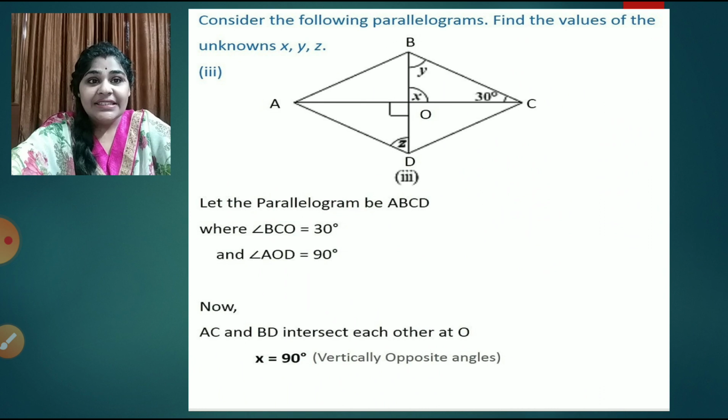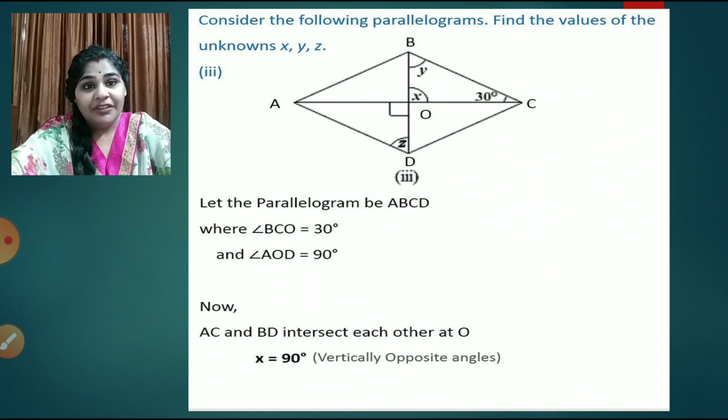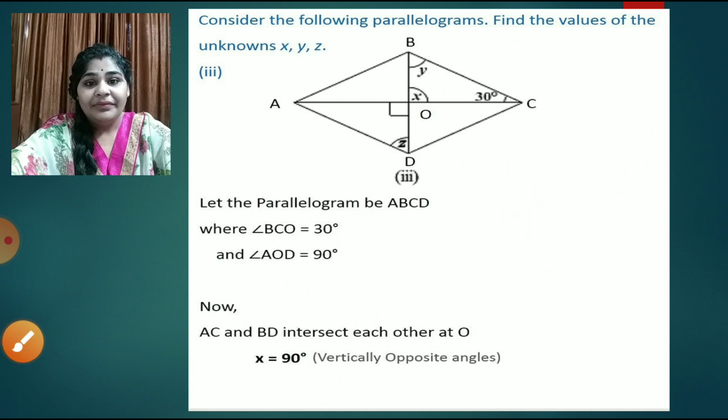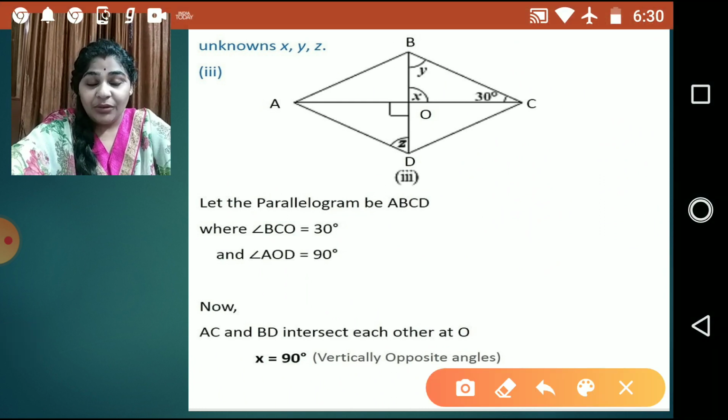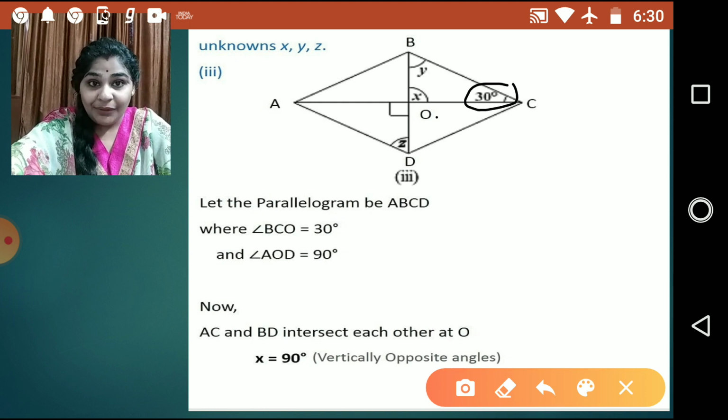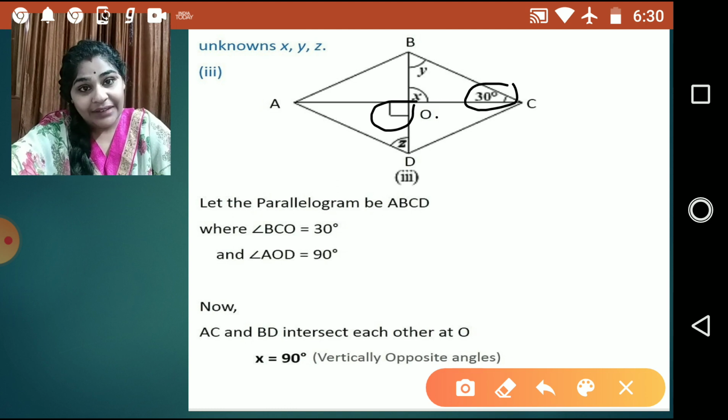Consider the following parallelograms. Find the values of X, Y, Z. Now let us see. Here the diagonals have been drawn, and if you see here, one angle, but this is not the angle of a parallelogram, right? This is angle BCO. This is given as 30 degrees, right? And here it is given with a 90 degree symbol. It is not written, but that symbol we can understand to be 90 degrees.